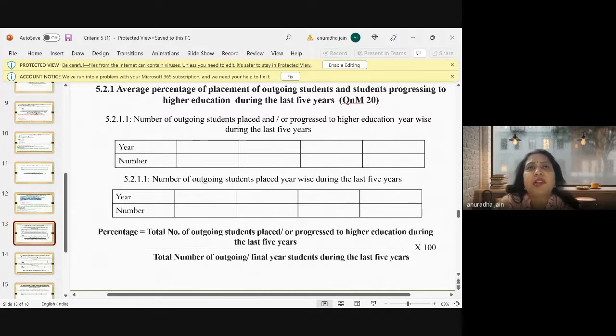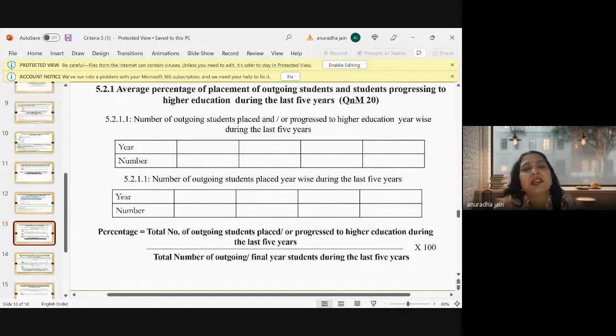Many times we have seen institutions saying that suppose 500 students got admission in higher education, but they do not have proof of all 500. So they cannot write 500, because NAAC can ask for any student randomly. And if they ask for the admission letter for any student and you cannot produce it, then you will be marked 0 out of 20. So whatever number you write, you should have proof for all those students: which institution they got admission in, in which year, for which program, and the admission letter. All this is required.